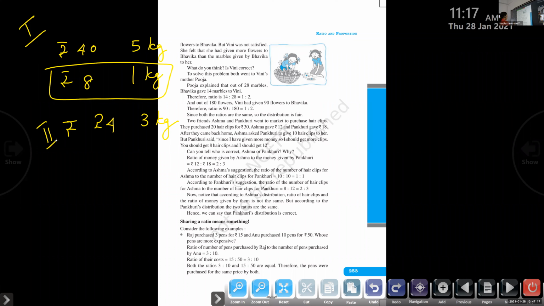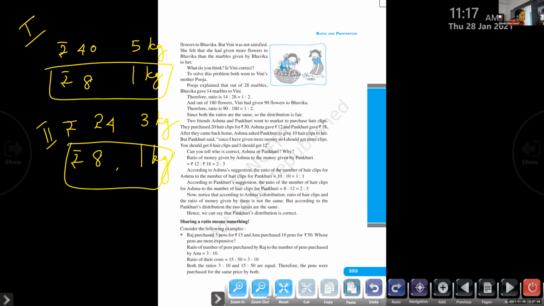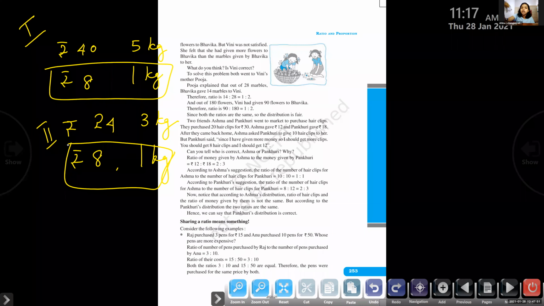What is the cost for 1 kilogram of tomatoes? Rupees 8. Which shop will he buy tomatoes from? Ma'am, from the second shop. How did you get that? Both the shops are the same, right? Yes, ma'am. Both shops are the same, because even if it is given in a different way, the answer is the same. Isn't it?